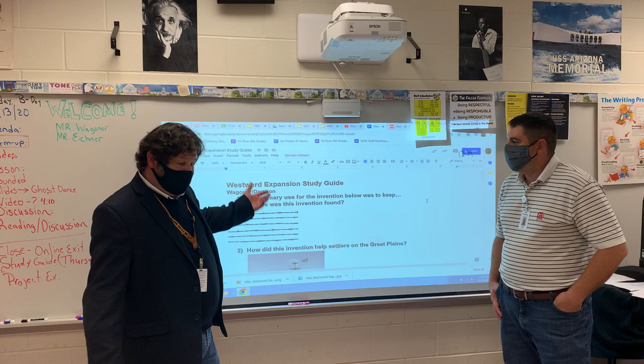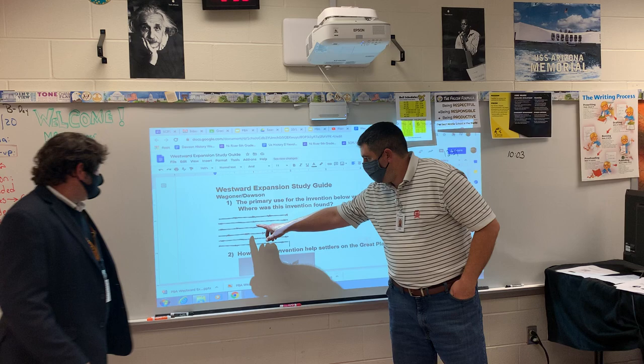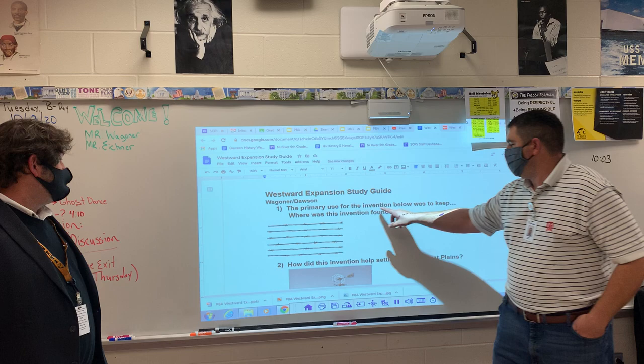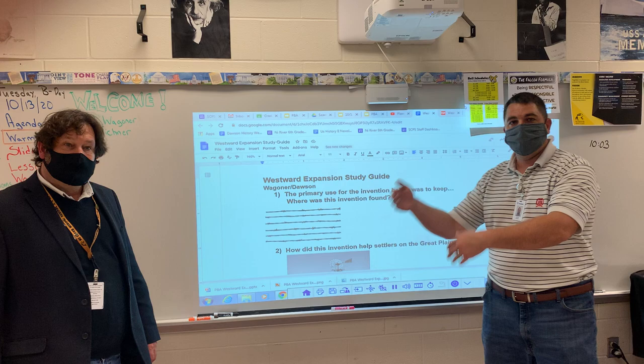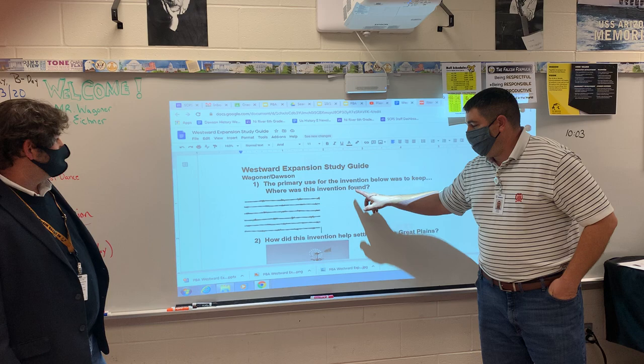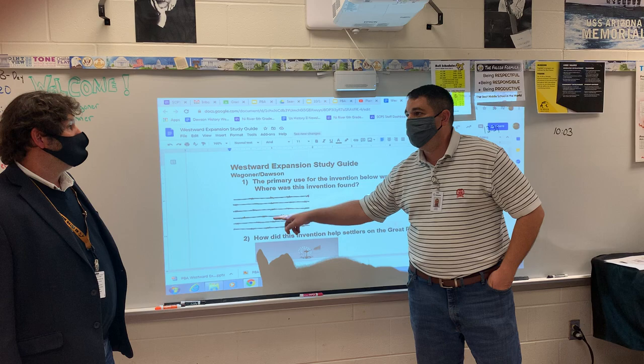What's this invention here, Mr. Dawson? All right, guys, I don't know if you can see this really well, but this is barbed wire, folks. Barbed wire. Primary use for this invention was to keep cattle contained, either keep them out of your crops or into your pasture land, whatever the case was. And when we say where was this invention found, yeah, it might be down the street at a nearby cattle farm, but we want you guys to know it was on the Great Plains.